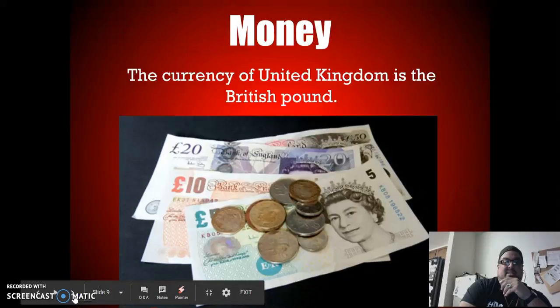The currency of the United Kingdom is the British pound. That is what this looks like. You see the Queen on their money. And if you've ever bought things from England or Europe, you'll see this symbol. That is their symbol for the pound, for their money.